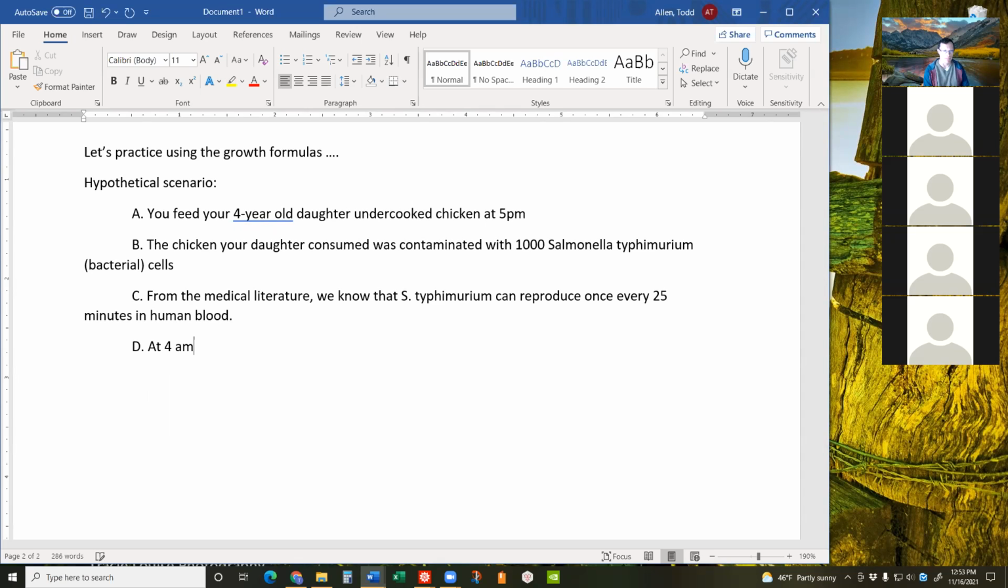At 4 a.m. the next morning, your 4-year-old daughter stumbles over to your bedroom to wake you up. And before she can wake you up, she bends over and vomits on your head. Okay? I don't know about you, but children are not too good at making it to the toilet before vomiting. So I think we've all experienced that.